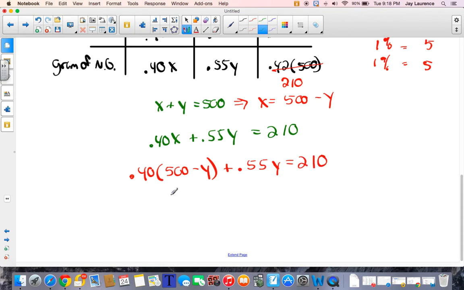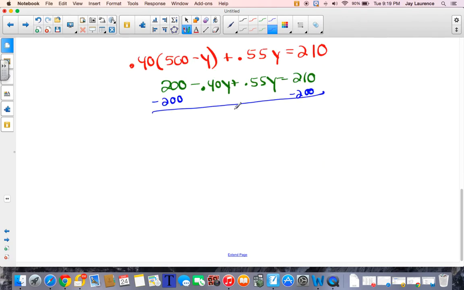All right, so we're going to do a little distribution. Let's see, 10% of that is 50, so 40% must be 200 minus 0.40y plus 0.55y. That'll equal 210. It's kind of ironic. I must have picked similar numbers here, but that's okay. I'm going to subtract 200 from each side. It won't always work out this similar, but that's okay. So we're going to get a negative 10 on the right-hand side, and I think that's going to be a negative.